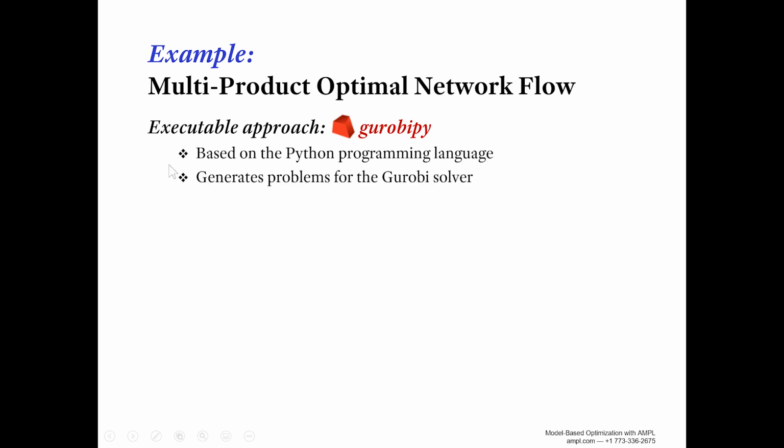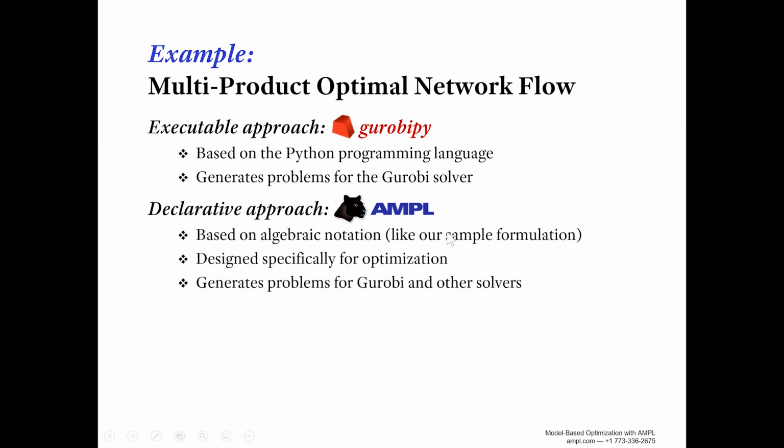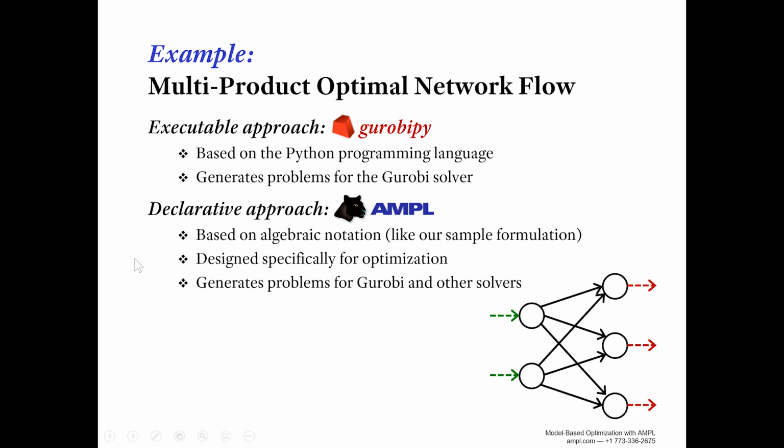And as we'll see, it's based on Python. And the declarative approach is AMPL, which is the language that we invented. And it's based on algebraic notation and designed specifically for optimization. And it generates problems for Gurobi, as you'll see other solvers as well. And I'm going to use a really simple network for this one. And the Gurobi example comes straight from the Gurobi website. So we use their data for this.